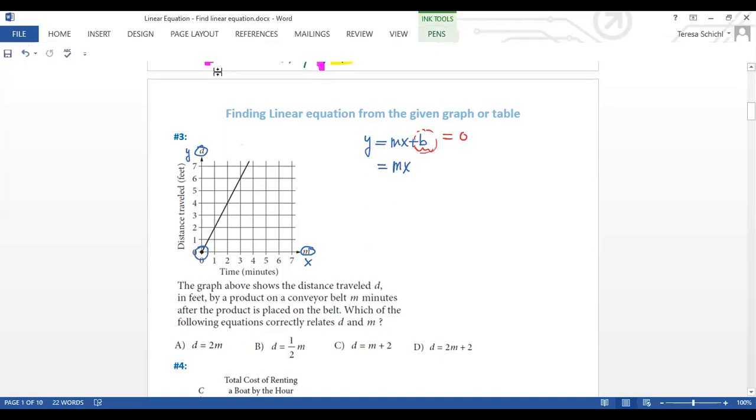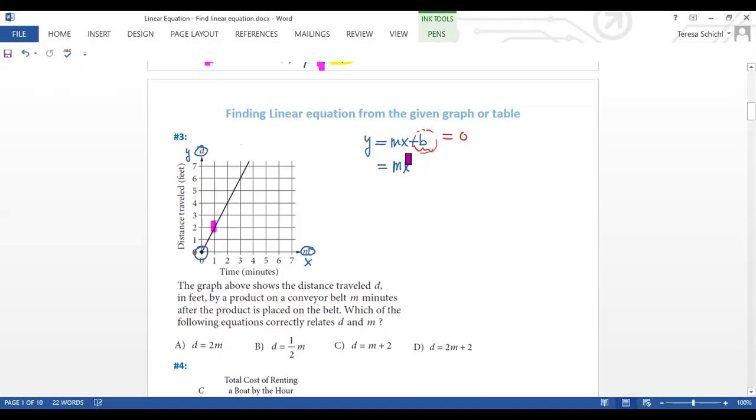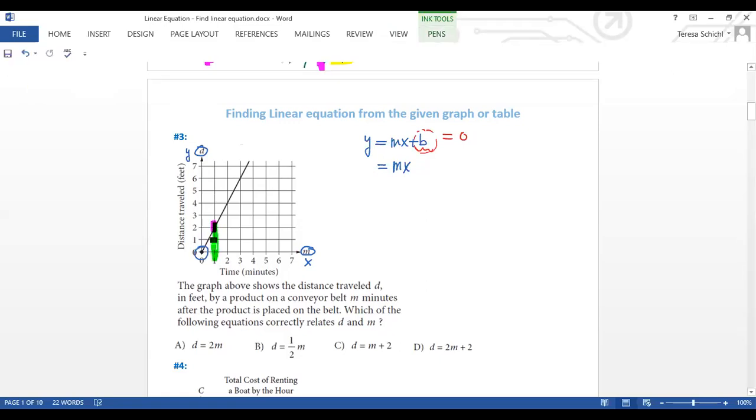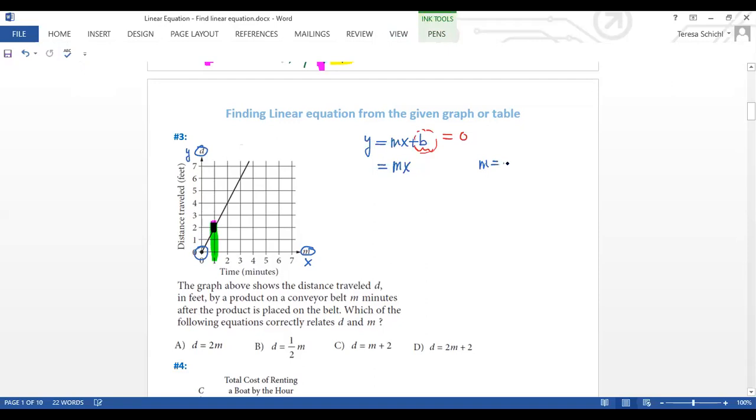And now let's take a look. What is the m? m is the slope, right? So it's rise over run. So pick a point, right? I'm picking this point here, this intercept point. So take a look, rise over run. How much does it rise from here to here? It rises how many? 2 units, right? So it rises 2 units here. Now how much is the run here?